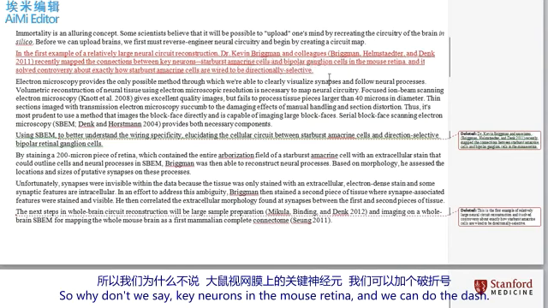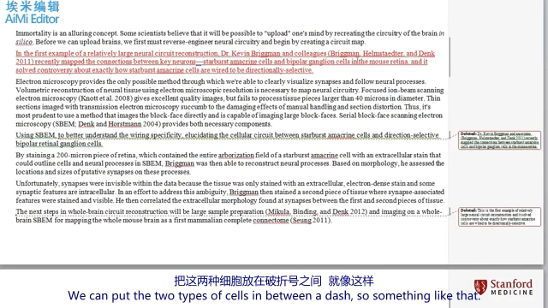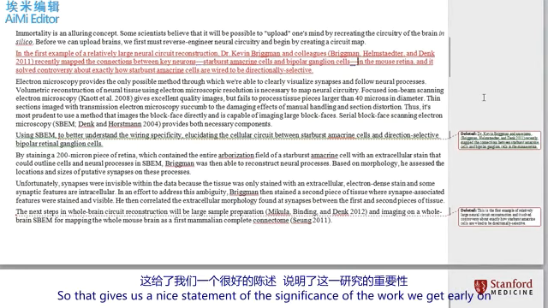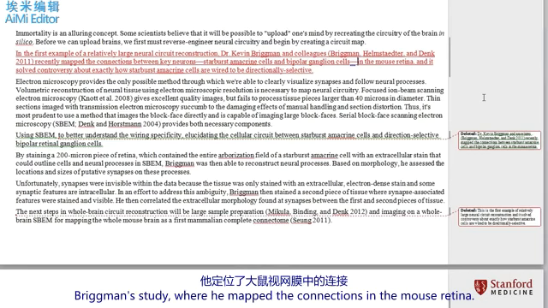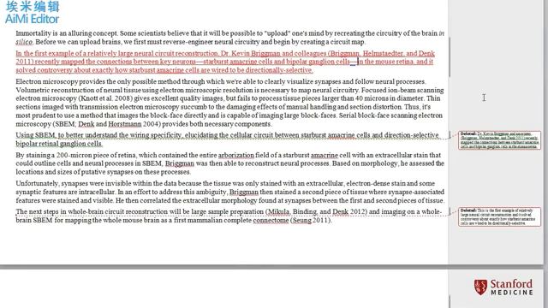And we can put, with a dash, the 2 types of cells in between a dash. So something like that. So that gives us a nice statement of the significance of the work. We get early on what this paper is going to be about. It's going to be about Dr. Brigman's study where he mapped the connections in the mouse retina.